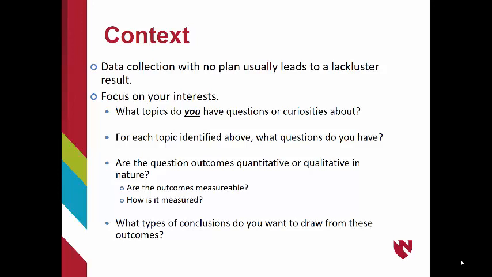Okay, so for each topic that you identify above, then you determine, okay, what kind of questions do I have? Once I have my questions, you kind of just list them out. You look at the question and you say, okay, is there an outcome I can get at to answer each one of these questions? If so, what kind of outcome is it? Is it quantitative? Is it qualitative? I need to know, is it a number or is it just kind of a feeling, strongly agree, strongly disagree, that kind of thing.